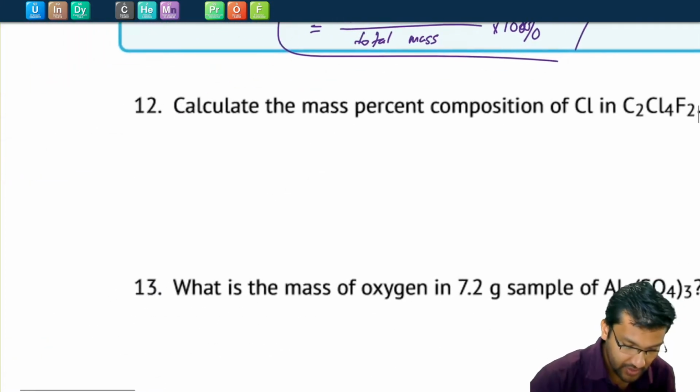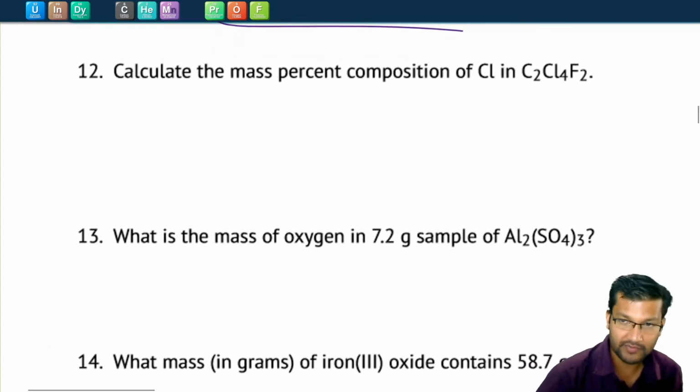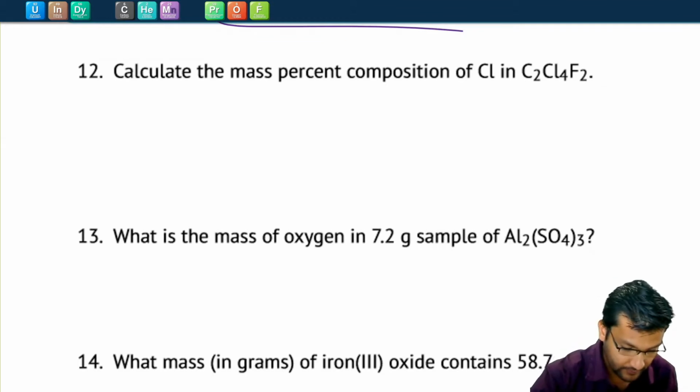So try number 12 on your own. See if you can figure it out. Pause the video, and when you unpause, we'll go over it together.